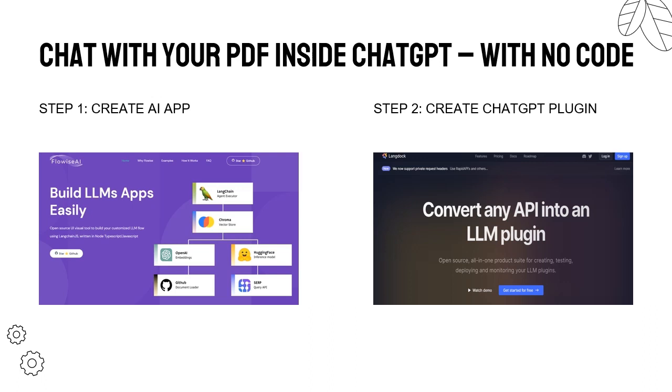In this tutorial, we're going to show you how to chat with your PDF data right inside ChatGPT itself without writing one single line of code. This will be done in two steps. The first step will be to create the AI application that understands your private PDF file, and the second step will be to create the ChatGPT plugin itself. In this tutorial, we'll be using two tools, Flowwise AI for step one and LangDoc for step two.